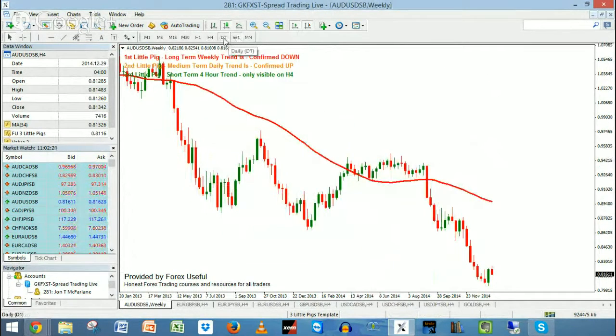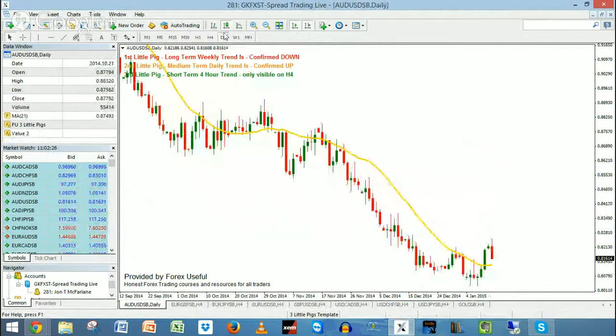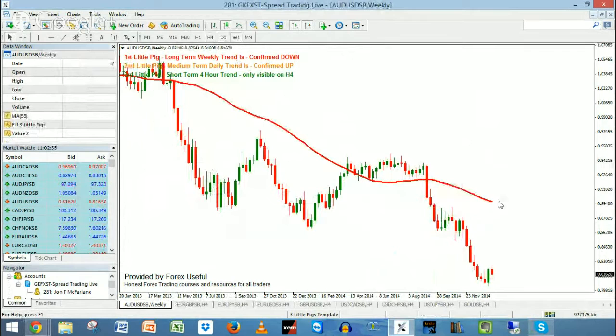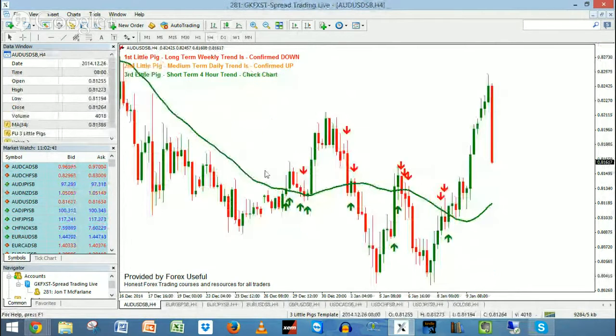Weekly's clearly down. The daily's just moved up, and the likelihood here is that we get a short signal. It's highly unlikely we'll get a long signal for some months here, as this weekly needs to come back up to this trend line. So looking for a short position here on Aussie dollar. Might come this week, maybe next week, depends how severe this follow through is on this move here.